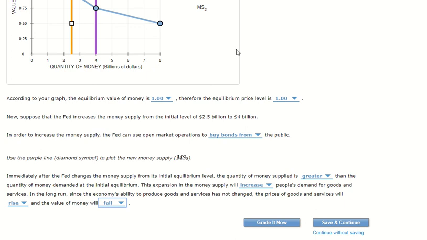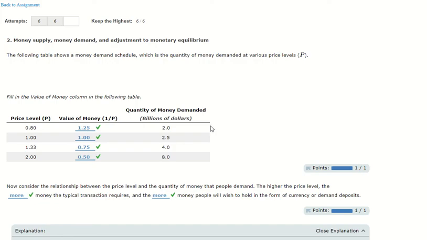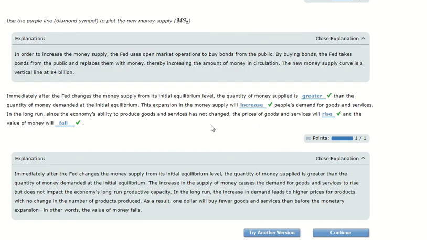Okay. All right. So let's grade it now. All right, we got everything right. So that's how to do number 2 on your chapter 17 homework.